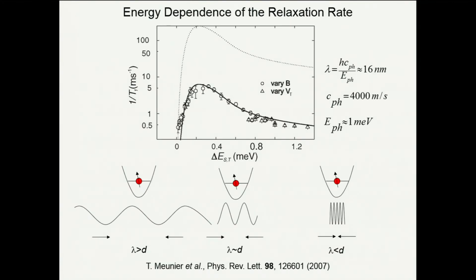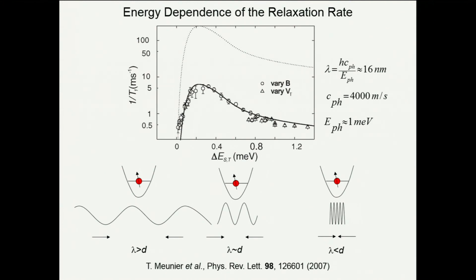Here's another way to look at it. Here's our dot. This length scale is 20 or 30 nanometers. Think about a phonon as a lattice vibration. It can have a long wavelength or a short wavelength. If the wavelength is long, the dot just kind of rides up and down slowly on this oscillating potential, right? It doesn't see much.